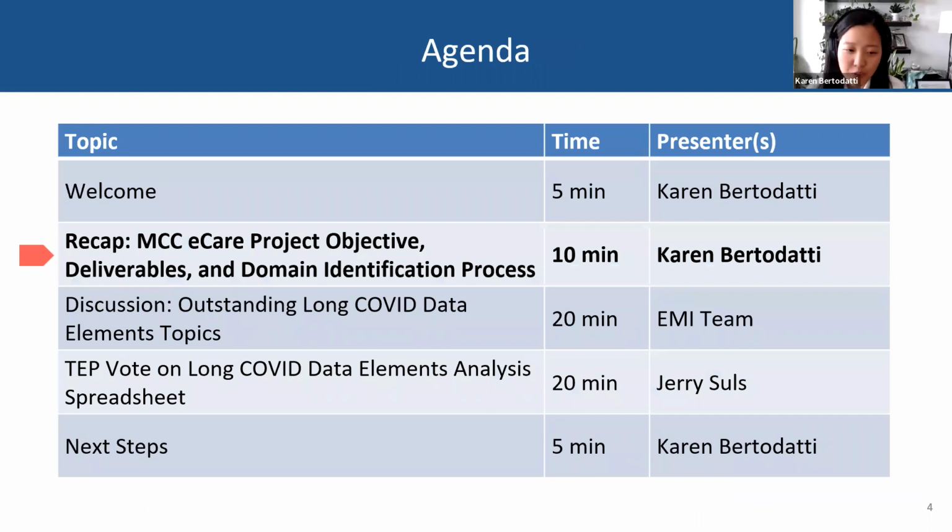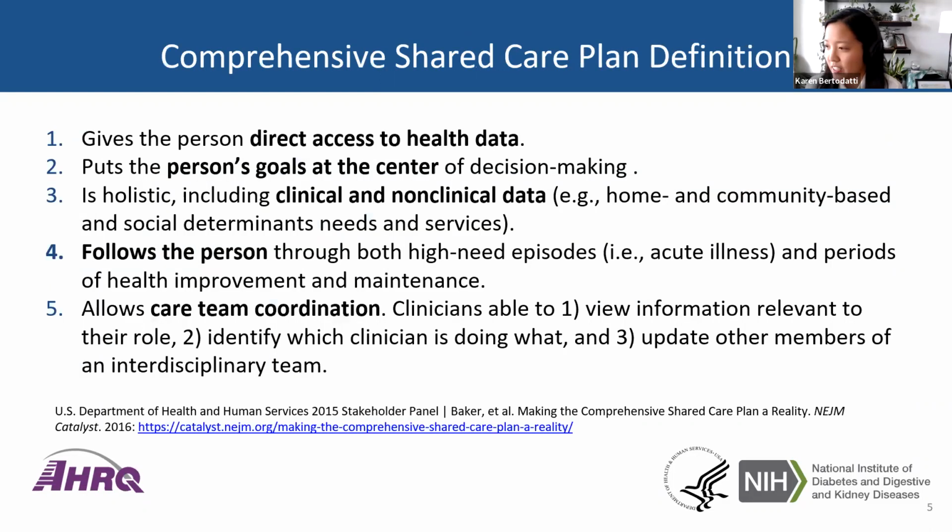Okay, so in terms of a quick recap, this whole effort started along with this notion of enabling a comprehensive shared care plan. So this is the definition that we are using. It was defined by an HHS multi-group stakeholder panel in 2015. And it essentially says that it gives the person direct access to their health data. The person's goals are at the center of all the decision making. So you'll see that we're very much focused on that throughout the project.